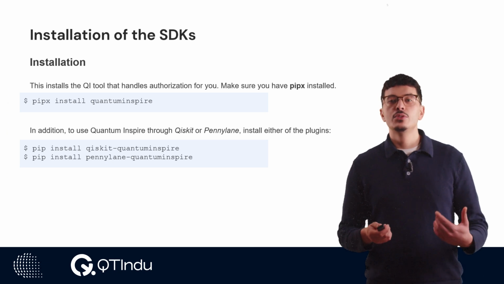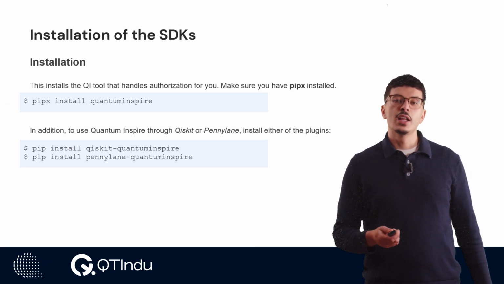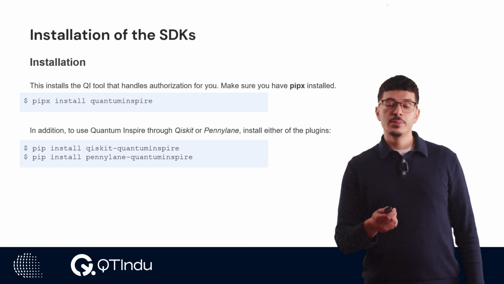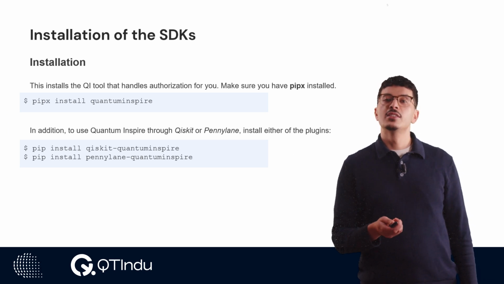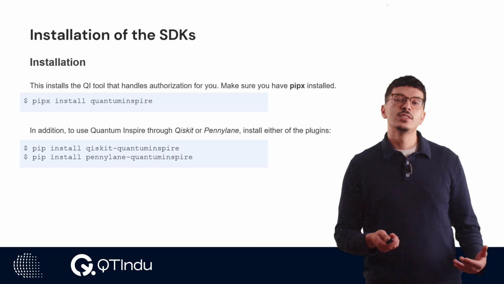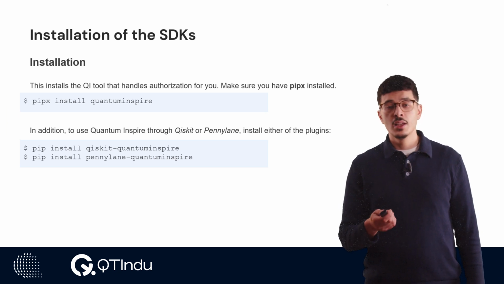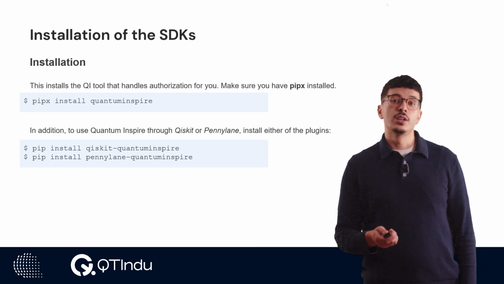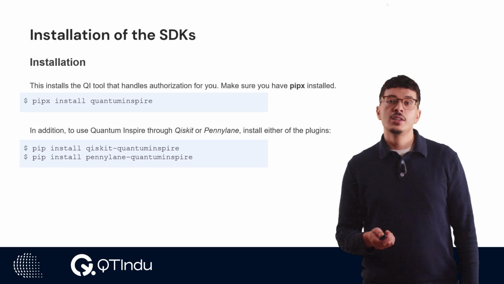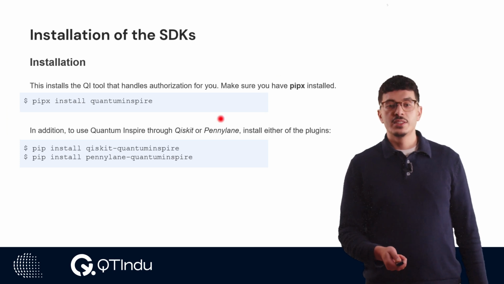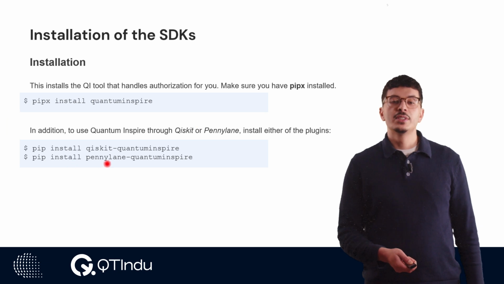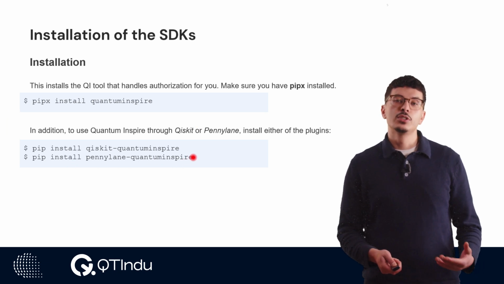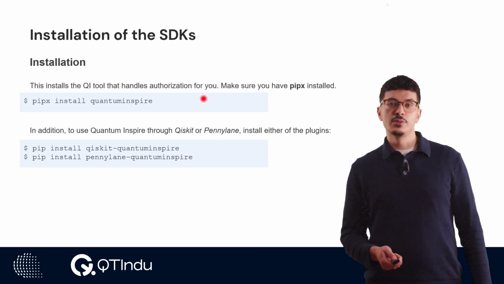Now let's dive into installing the SDKs. Before you get to use any of our Python frameworks, you will have to install our CLI tool, which can be installed through pipx globally on your system. To do this, run pipx install quantum-inspire, and this will install the latest version of this package. In addition to this, if you want to use our PennyLane or Qiskit plugins, you would either have to pip install qiskit-quantum-inspire, which will also include Qiskit, or pip install pennylane-quantum-inspire, which will also include PennyLane, so you can get started out of the box.